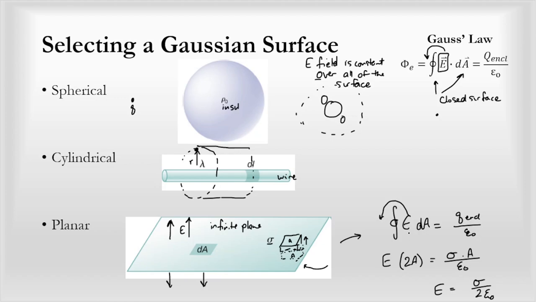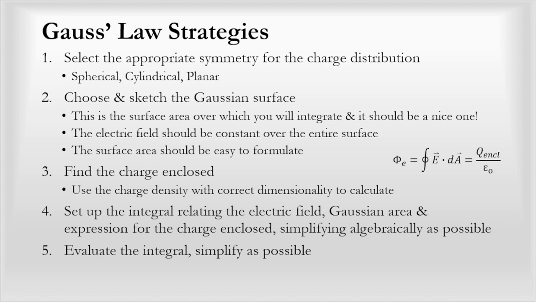Okay. And again, notice that this integral, when I bring the electric field out, I get the integral dA. And what I'm saying is you're going to choose a nice Gaussian surface, where the integral dA is well formulated. I know how to find that area easy for a plane. I know how to find it easy for a cylinder, and I know how to find it easy for a sphere.